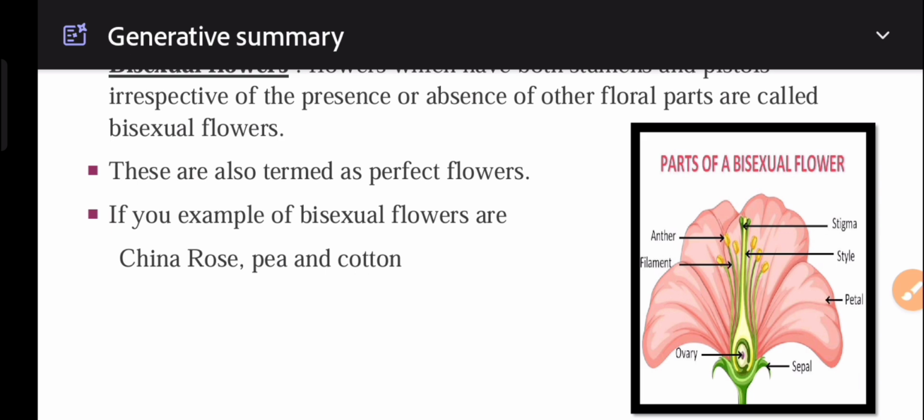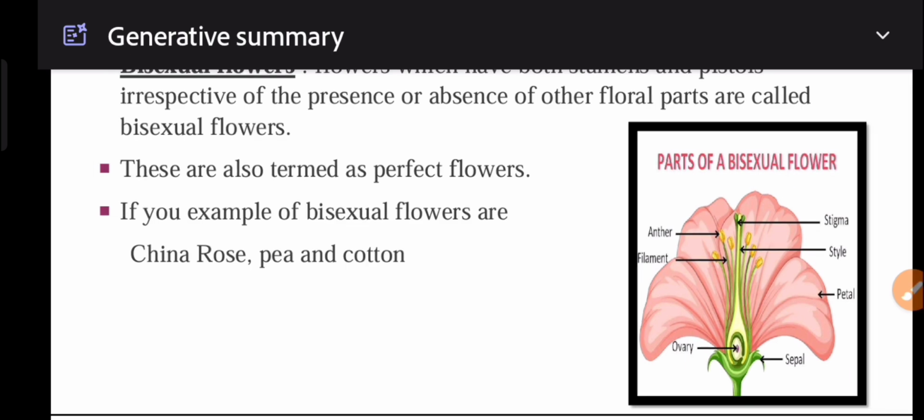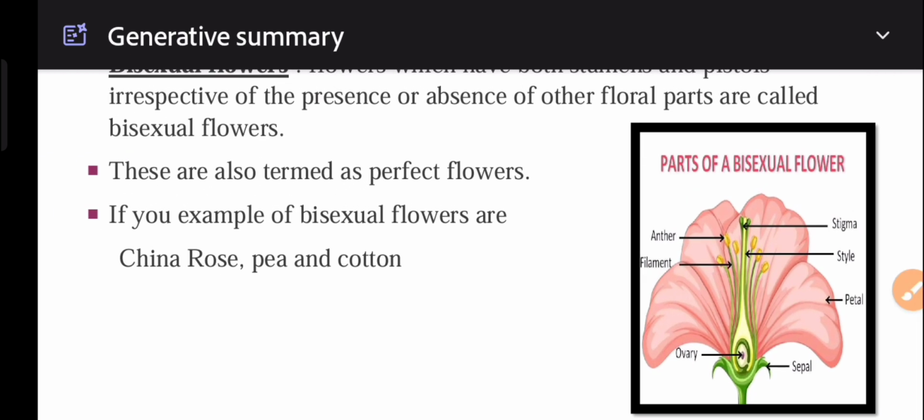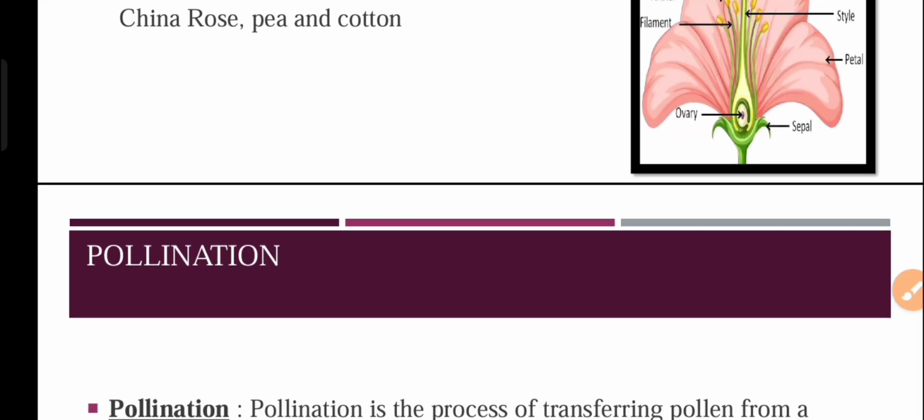Coming to the incomplete flower, it is a flower which lacks one or more floral whorls. Any one whorl missing means that it is an incomplete flower. It may be the calyx, corolla, androecium or gynoecium. Example, sunflower. Okay, this is about the types of flowers.